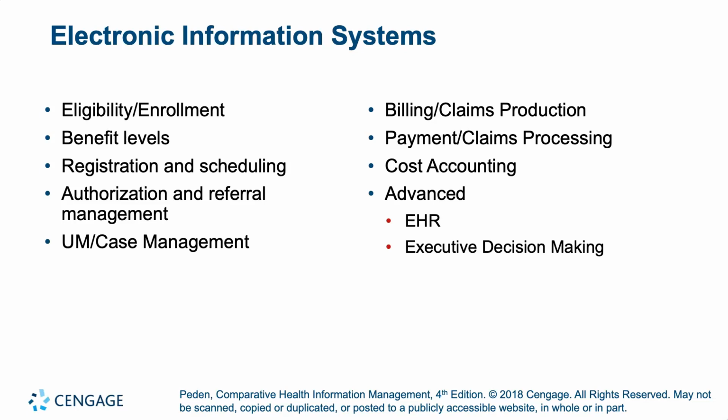Authorization and referral management. You have to have a place to keep that you've got authorizations to be able to do certain procedures or tests, or that you had approval from a case management standpoint that you were certified for three days of hospitalization, or that you had an add-on for the 4th day, those types of things. Information systems keep track of billing and claims production. Obviously, that includes coding as well as charge types. It keeps track of payment and claims processing, cost accounting.